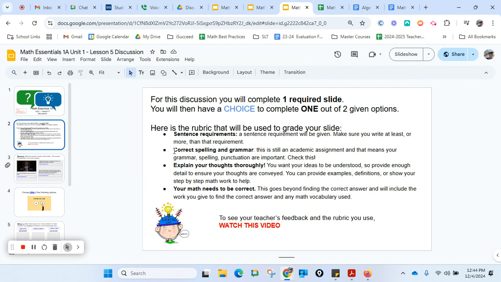Second, this is still academic writing. Yes, you are writing even though it's math class. So spelling, grammar, and punctuation are still really important. We want to make sure that we're conveying ourselves as appropriately and accurately as possible, and spelling and grammar go into that.